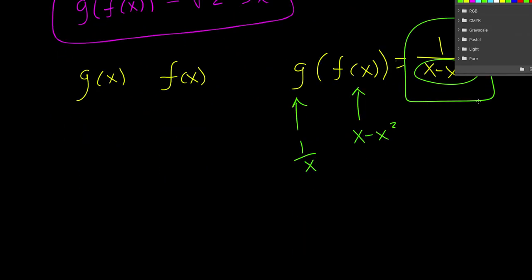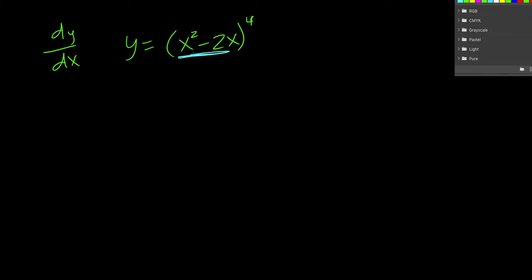Now I think we're finally getting into the chain rule itself. So this says find dy over dx of y equals x squared minus 2x raised to the fourth. We're asked to find the derivative, and we're just going to treat this like it's x. Remember, when we had x to the fourth on the previous video, we bring it down in front, and then we reduce the exponent by 1.